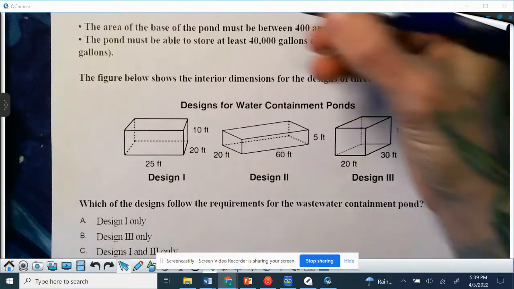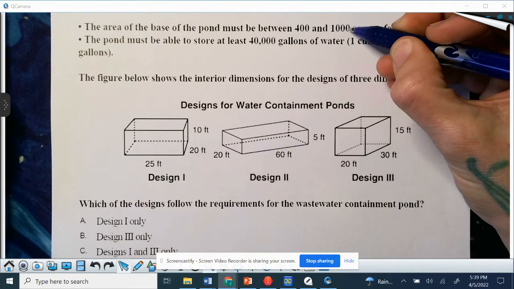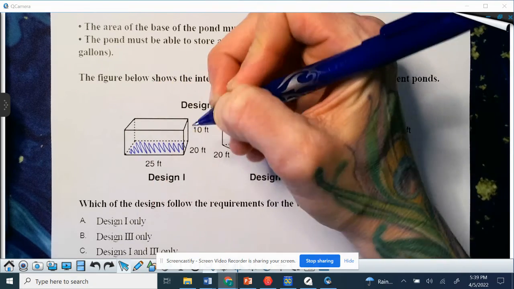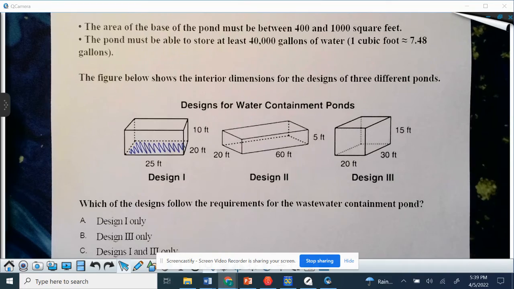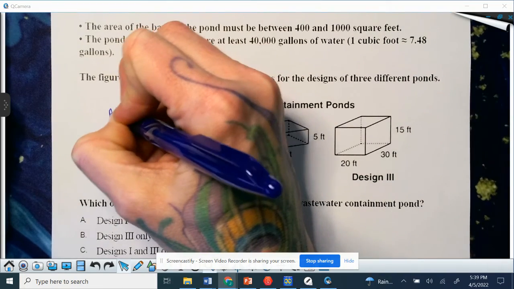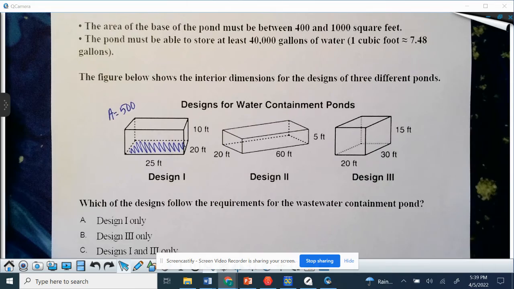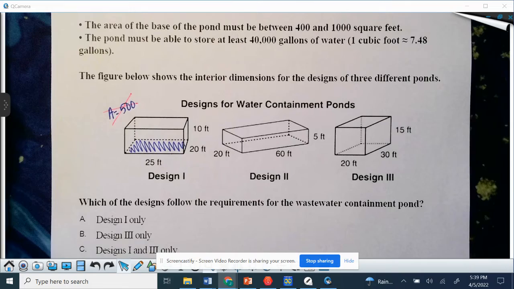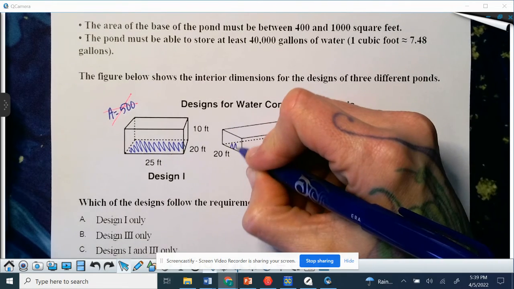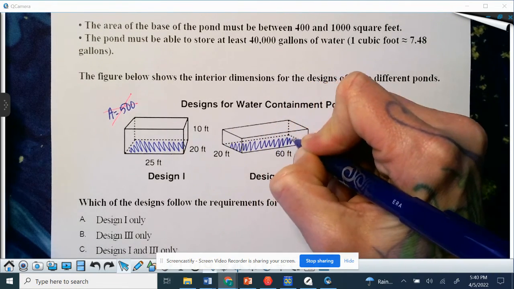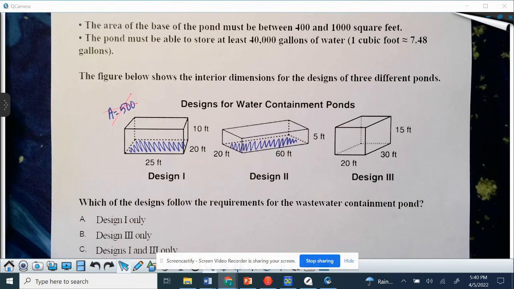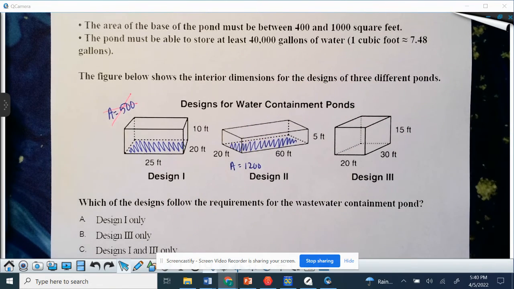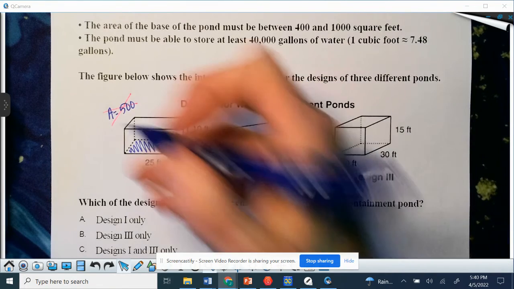So first of all, the area of the base has to be between 400 and 1,000. So I'm going to find the area of the base, which is 25 times 20, which is 500. We already know that one does not work for the area for the bottom. So then I'm going to do 20 times 60 for the area of that second one, which gives me 1,200, which does not meet... 500, I'm telling you a story. 500 does meet.